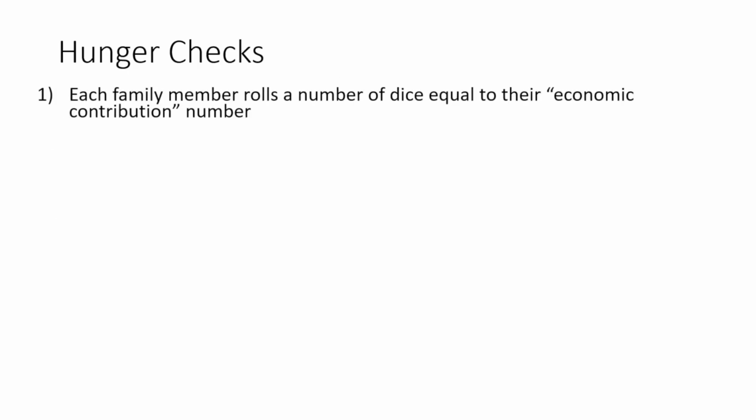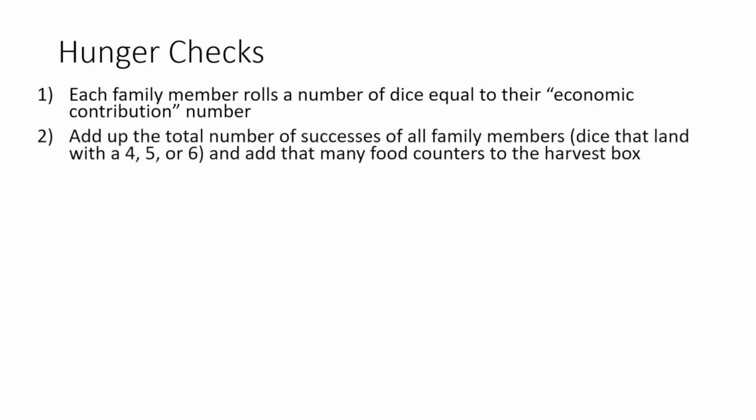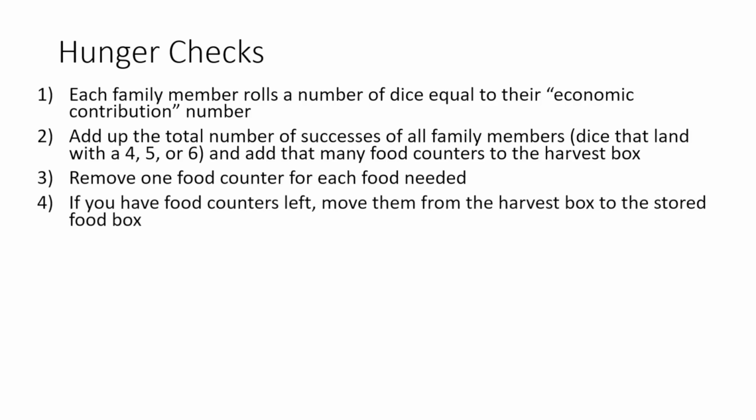Each family member rolls a number of dice equal to their economic contribution number. Add up the total number of successes of all family members and add that many food counters to the harvest box. Remove 1 food counter for each food needed. If you have food counters left, move them from the harvest box to the stored food box.